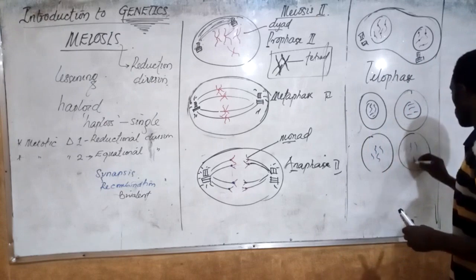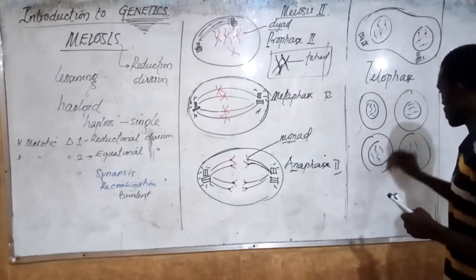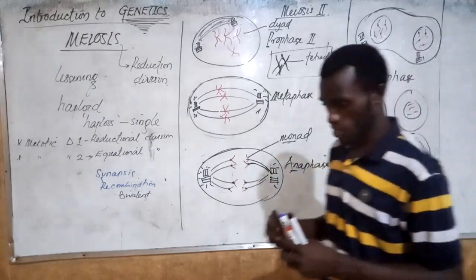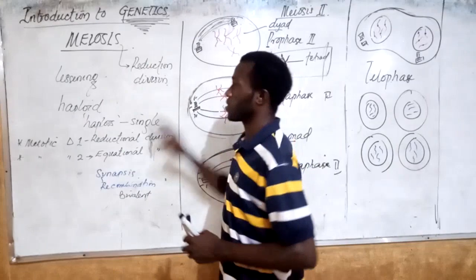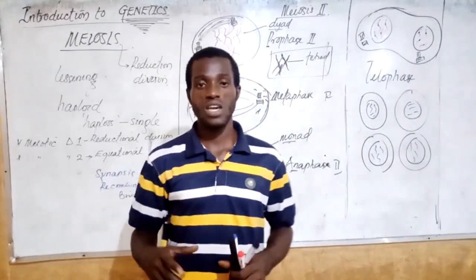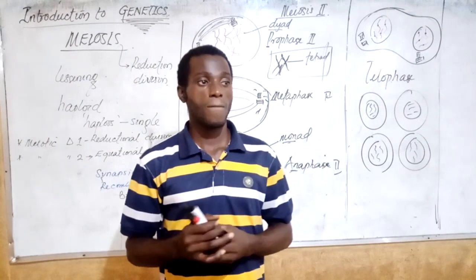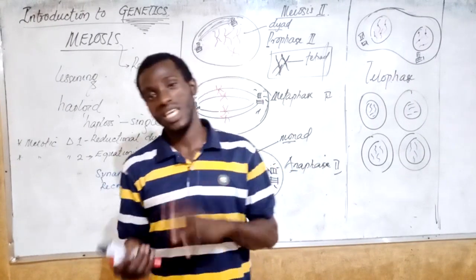Right? So that is what happens, the brief detail of what happens in meiosis. Alright? But if you want to really understand each of the stages, do well to check the link in the description. There's another video there which explains almost everything that happens in meiosis.